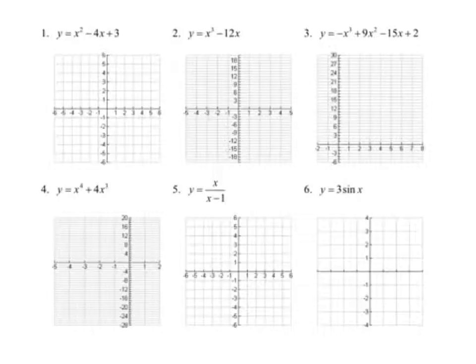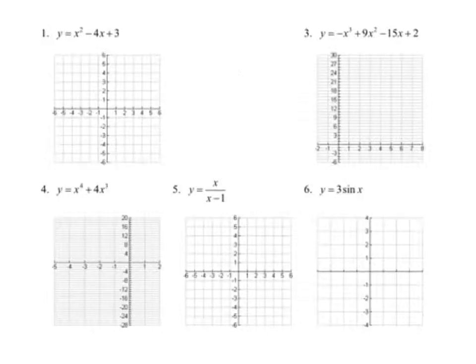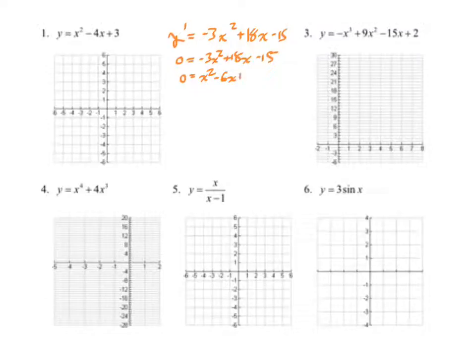So I'm going to graph number 3. Now in order to graph number 3, I'm going to start with finding the critical points on this graph. In order to do that, I'm going to need y prime. So I take the derivative of the function, and then I set it equal to 0. After I set the derivative equal to 0, then I solve.